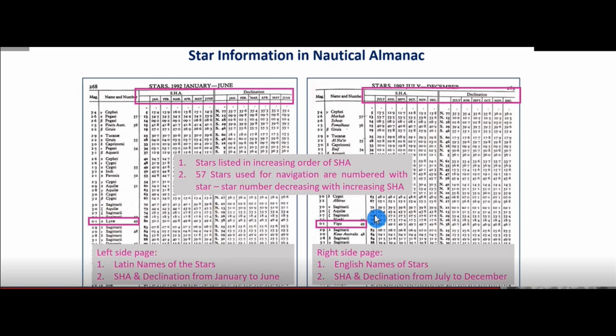Beta, look carefully. The SHA and declination values under the month column are given only in minutes. Degrees are given at the beginning. Did you get it, beta?